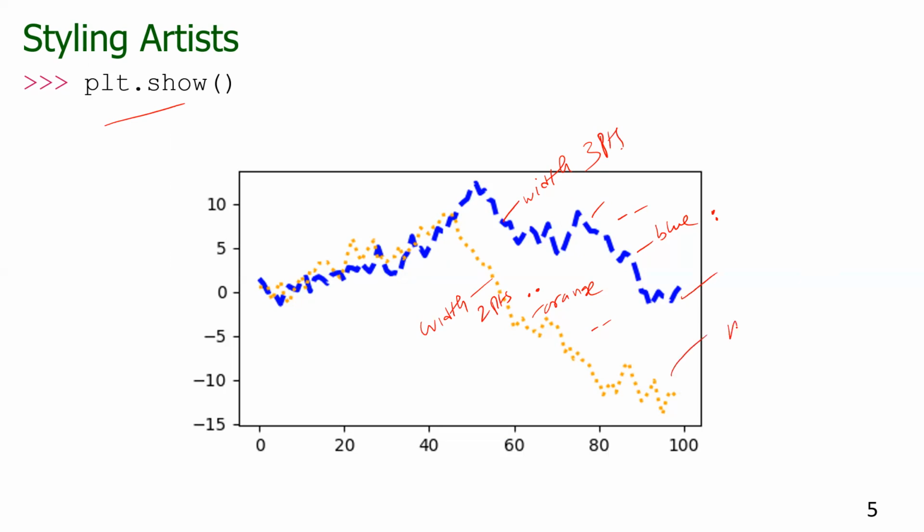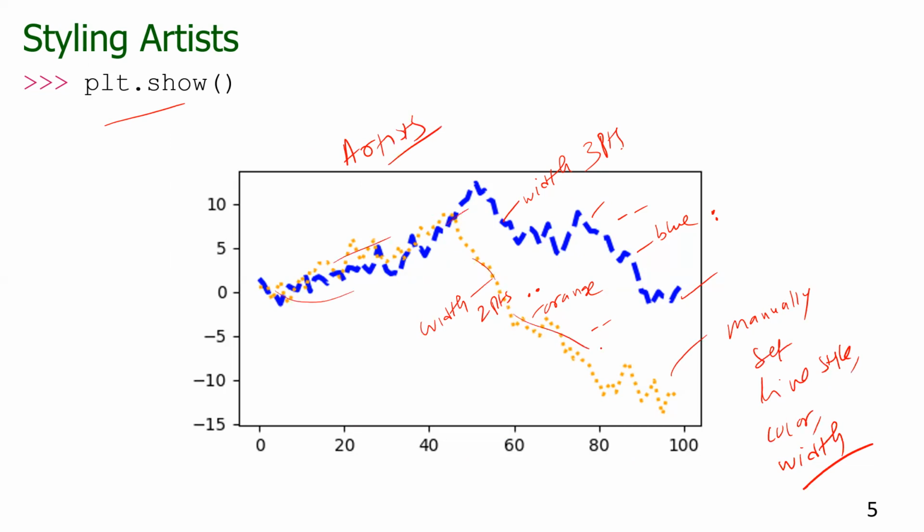So like that, manually you can set the line style, color, and width. As part of the artist, artist means these plots. These plots we call artists. We can set all of this manually. This is the program. Let us run this program and check the output.